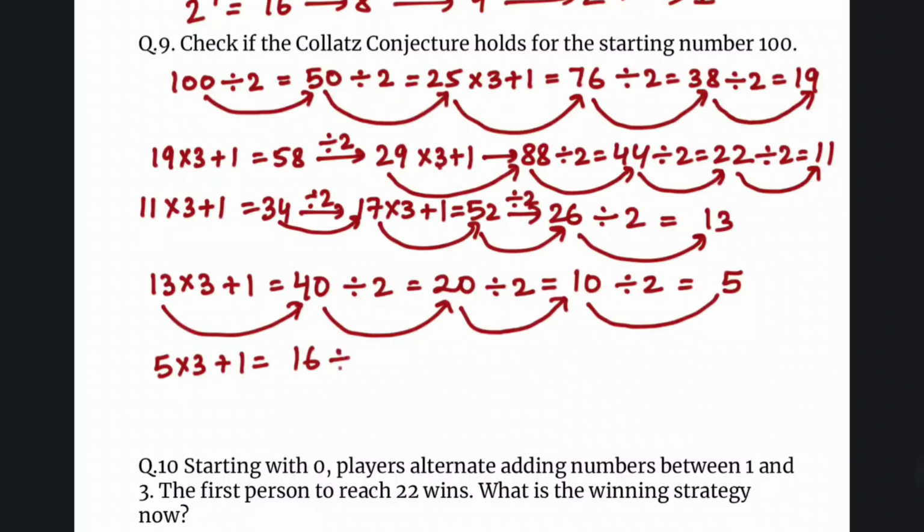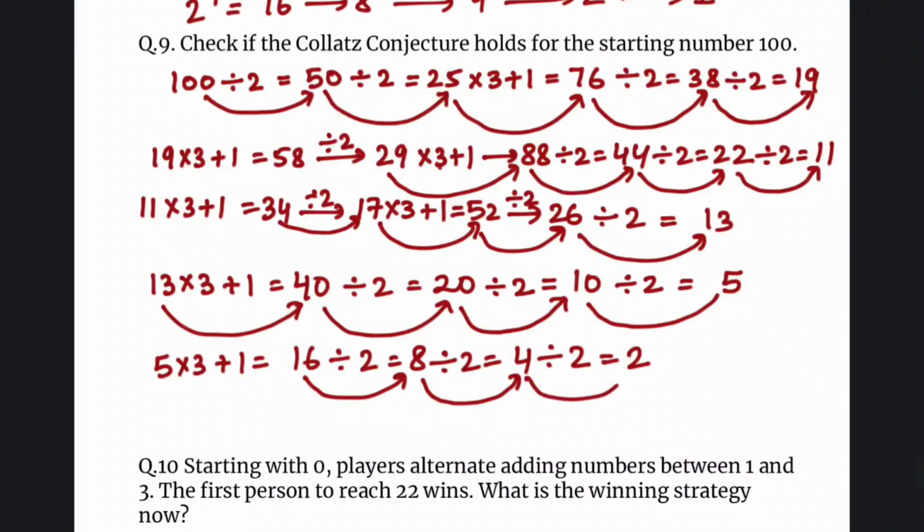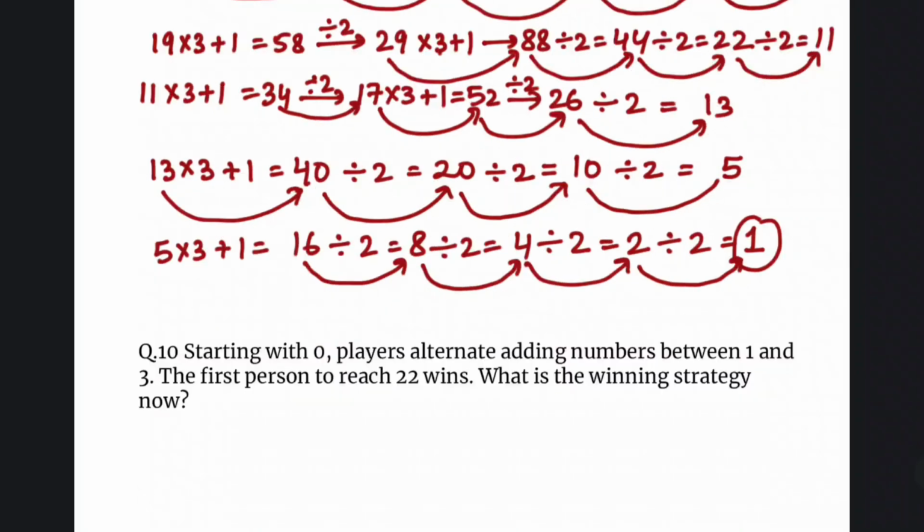16 divided by 2 is equal to 8. 8 divided by 2 is equal to 4. 4 divided by 2 is equal to 2. 2 divided by 2 is equal to 1. So we reached 1 by Collatz's conjecture, and we cannot escape this loop.